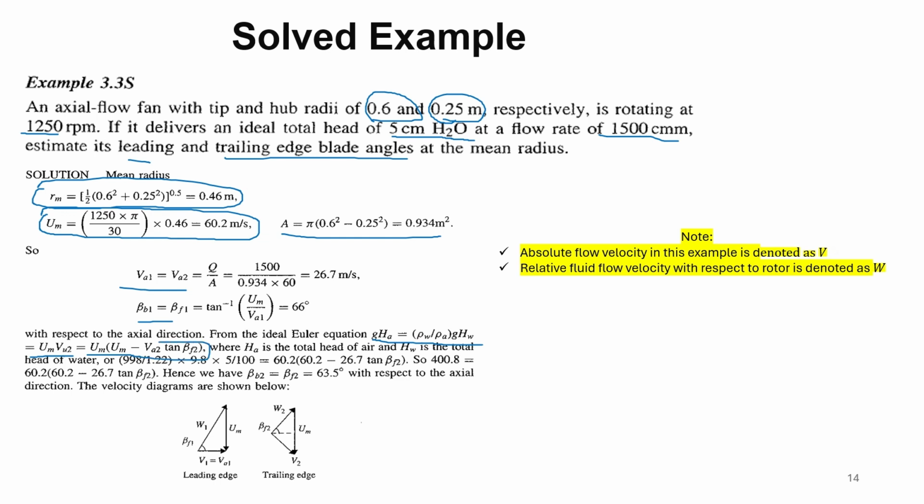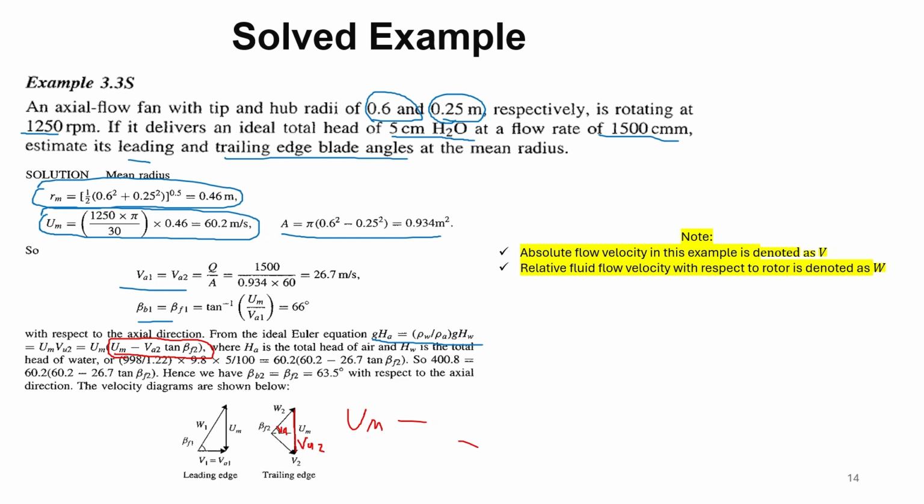What does this term represent? If I asked you, what does this represent? Minus V_a2 times tan beta fluid 2 is just the swirl velocity at the outlet. So it represents the swirl flow velocity at the outlet. It is this one. For example, we can denote it as V_u2 here, this much, and it is just the difference between the two. This is the axial flow velocity, the dashed line.